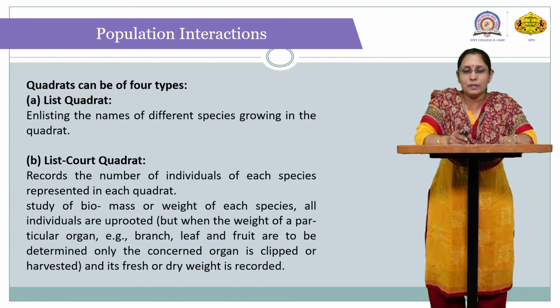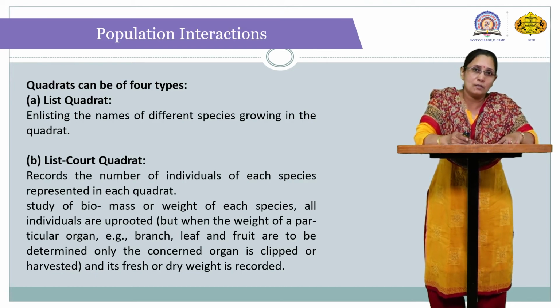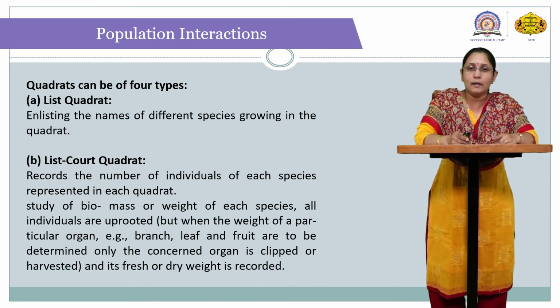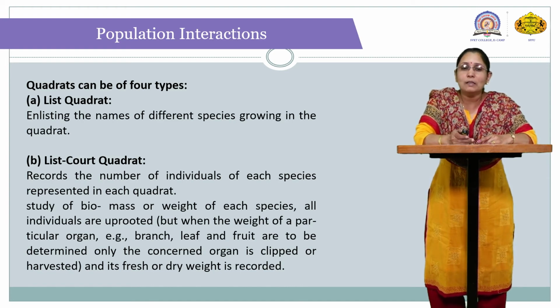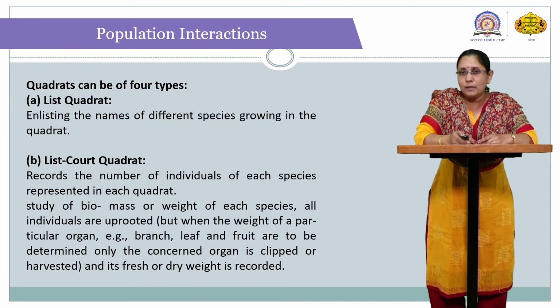So in the list count quadrat method, we can study the biomass. What is meant by biomass? I have already told you in the previous lecture. It is nothing but the dry weight of that particular organism. So here is the study of biomass or weight of each species. All individuals are uprooted, but when the weight of a particular organ such as branch, leaf and fruit is to be determined, only the concerned organ is clipped or harvested and its fresh or dry weight is recorded. A particular part of each species or variety is selected, dried and then analyzed. So this is about the list count quadrat method. It helps us analyze not only the variety of the plant or species, but their number also.